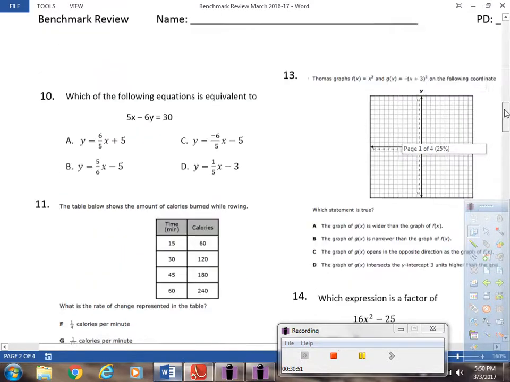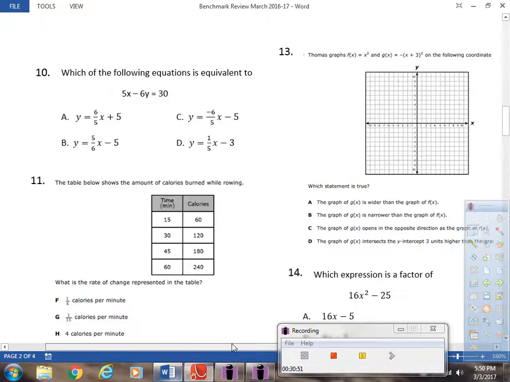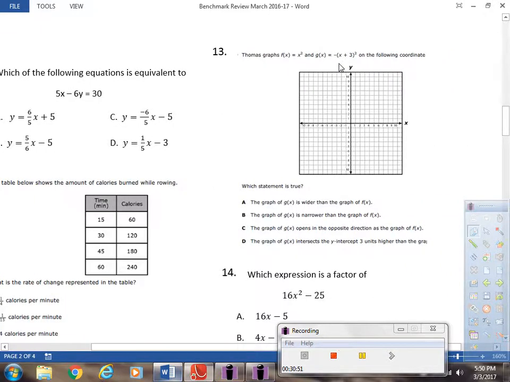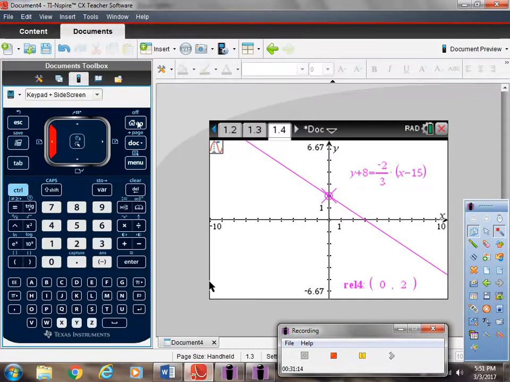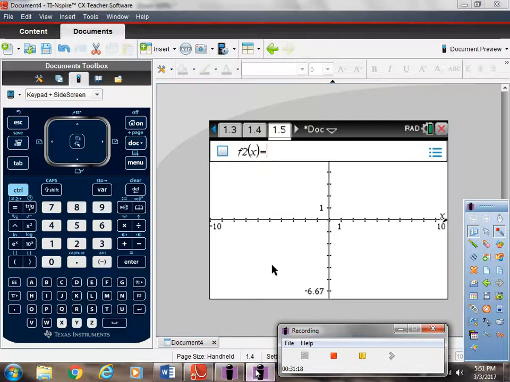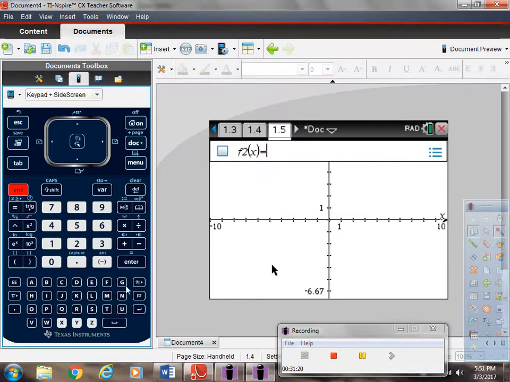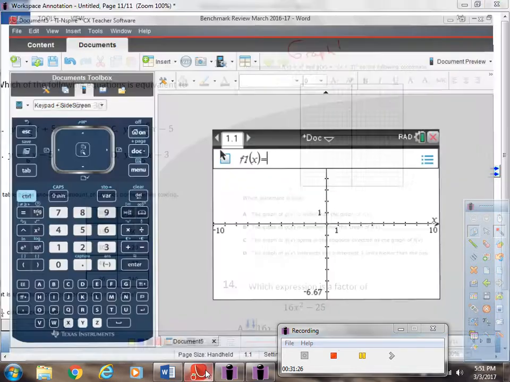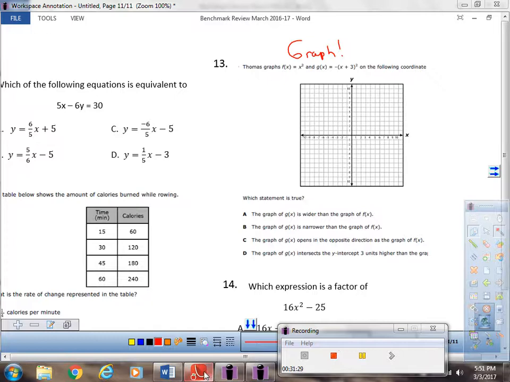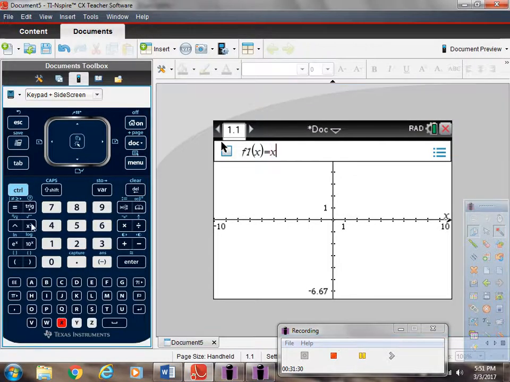Question 13 says, the graph of x squared and negative (x plus 3) squared on the following coordinate plane, which statement is true? So basically these are functions and I just need to graph them. So again, when in doubt, graph it out. If you're not sure what to do, graphing has really helped on this benchmark review. I can tell you truthfully, because I've looked at several previous exams, there's just so much graphing on them. So many problems that you can solve by just graphing.